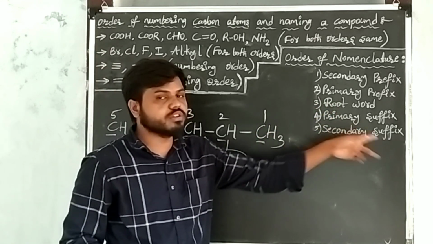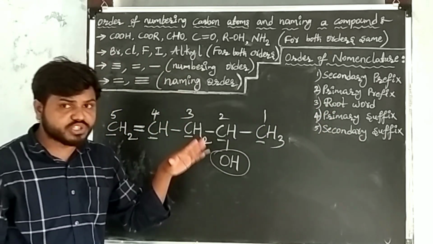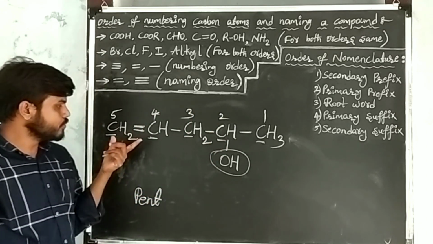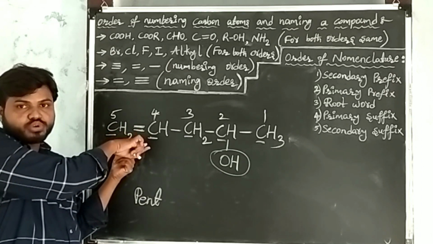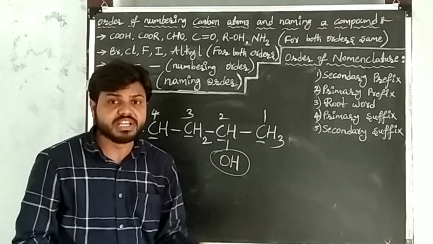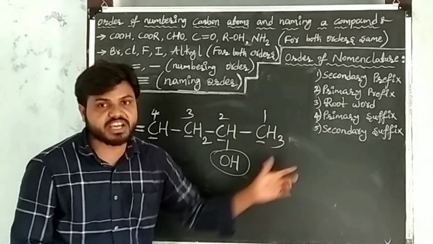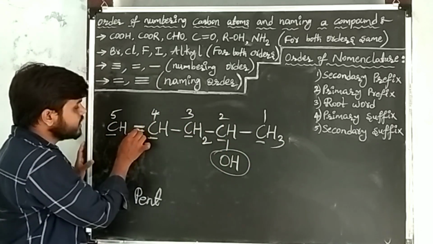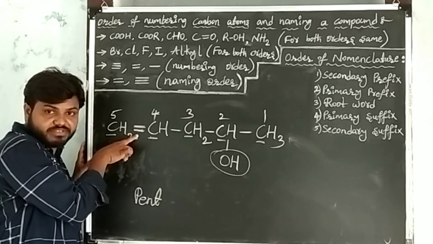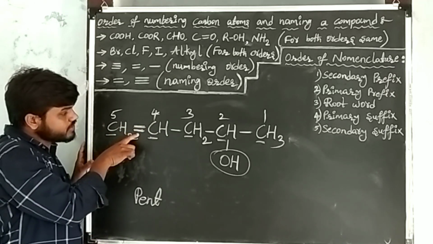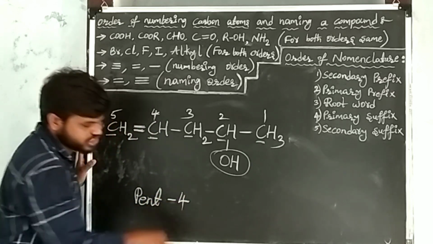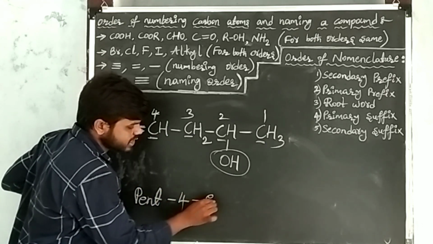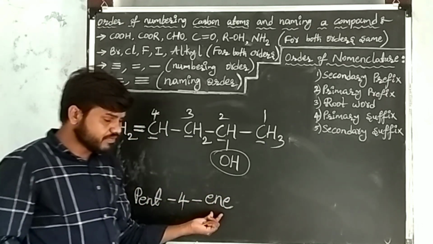Root word completed. Then go to the primary suffix. Primary suffixes are single bonds, double bonds, triple bonds. See here, one double bond there, remaining all are single bonds. When we have double bond, no need to write the suffix of single bond. Just write the position of the double bond. After writing position of the double bond, write the suffix of double bond. The position of the double bond is what? 4th carbon. I written position. After writing position, write the suffix of double bond. Suffix of double bond is what? E.